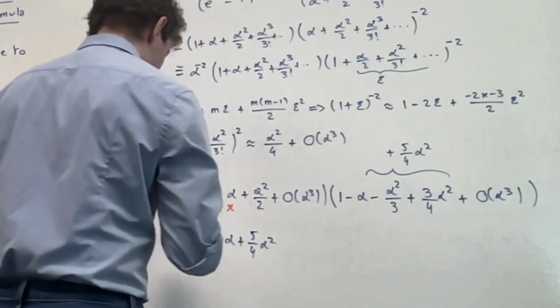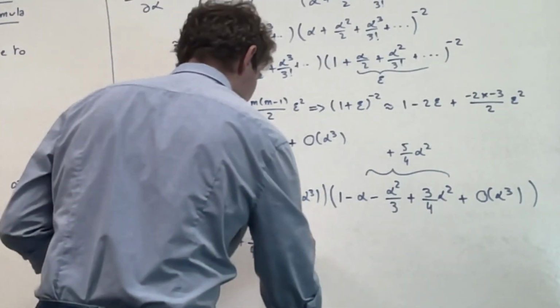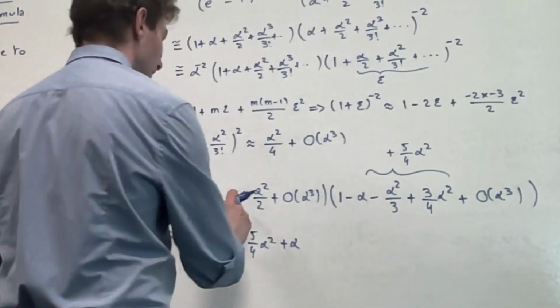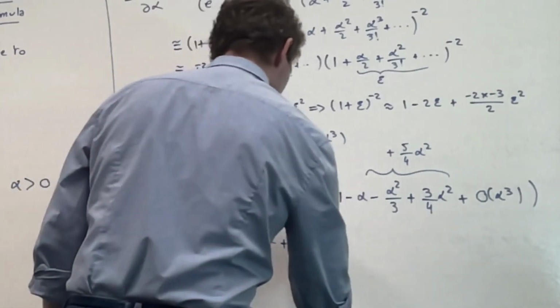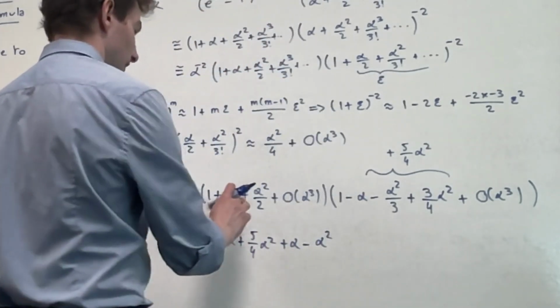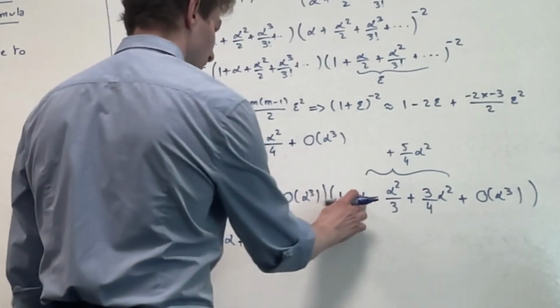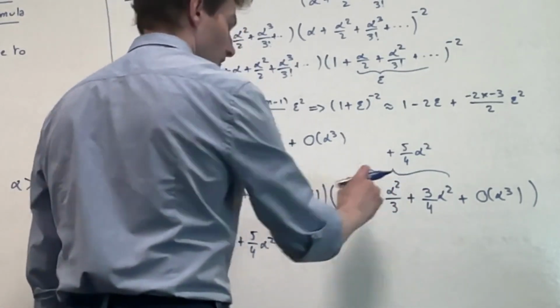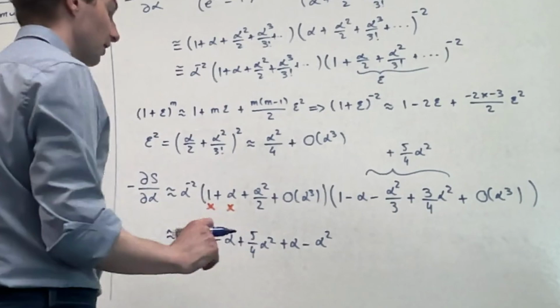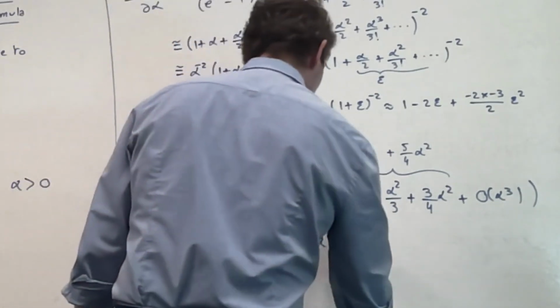And next, I move on to the second term here. So I've got alpha times 1, so that's plus alpha. And then alpha times minus alpha, so that's minus alpha squared. And then plus, minus alpha squared, so that was here. And then again, I would have a term of order 3, which I discard for the time being. And then I've got plus alpha squared over 2.